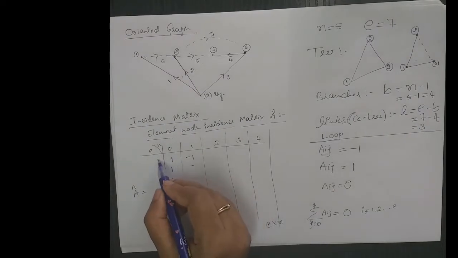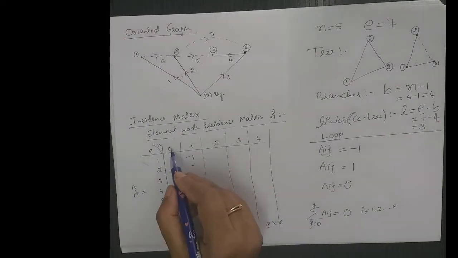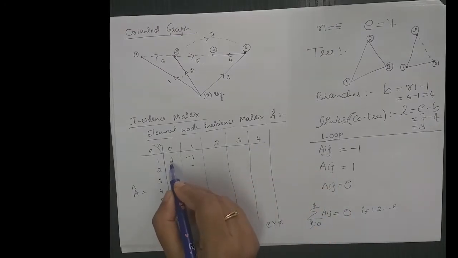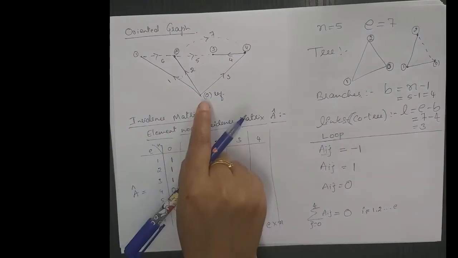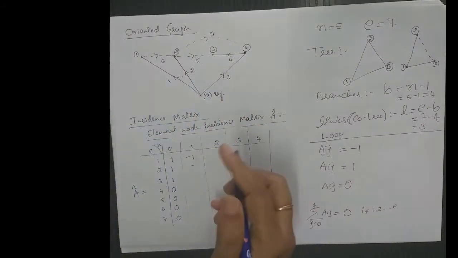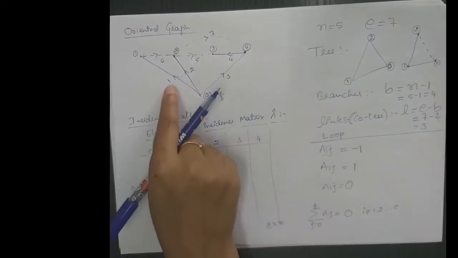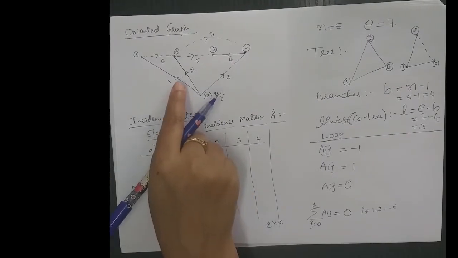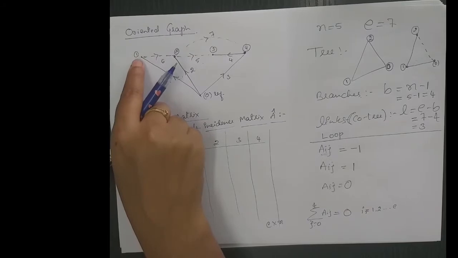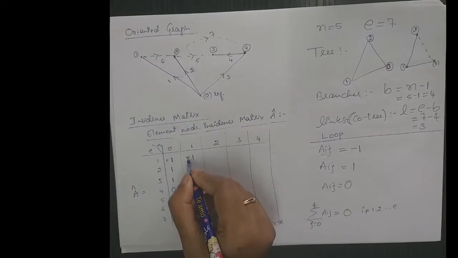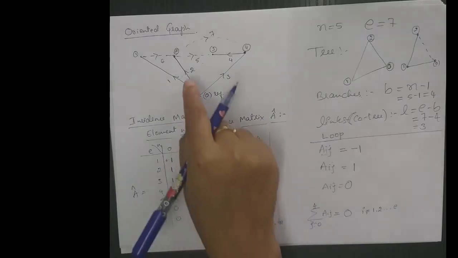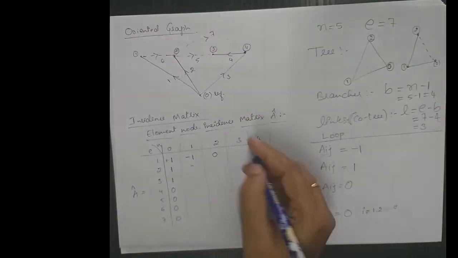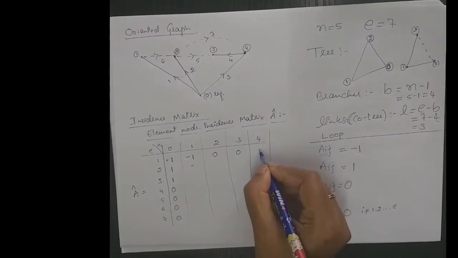Let us take 7 elements and 5 nodes: 0, 1, 2, 3, 4. Let us take the first element. The first element is incident to node 0 and node 1. It is away from node 0, so we take +1, and towards node 1, so it is -1. Element 1 is not incident to node 2, node 3, or node 4.